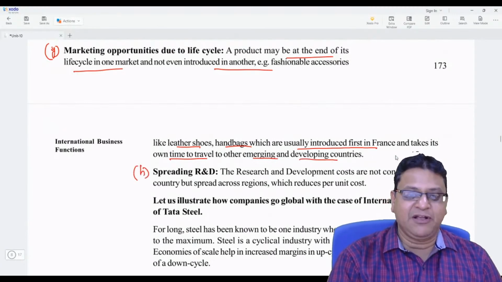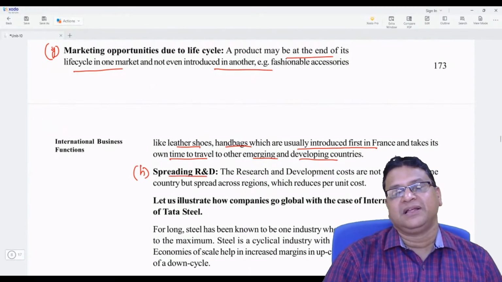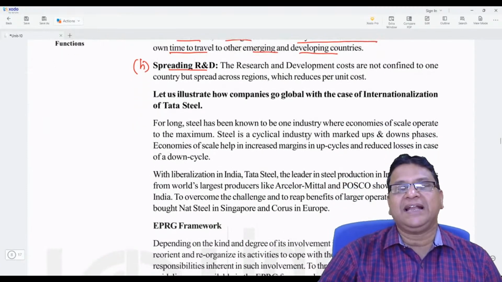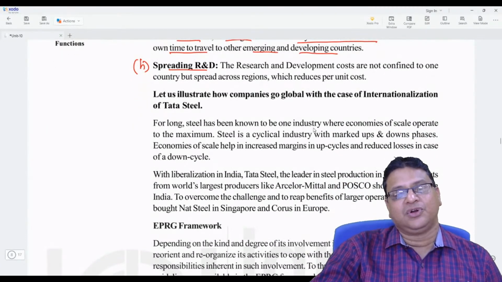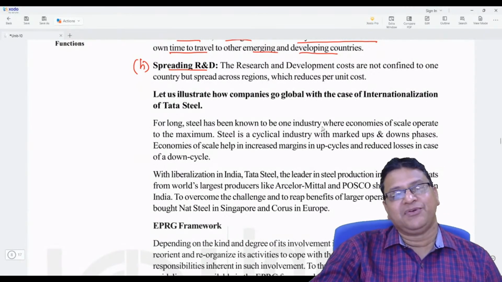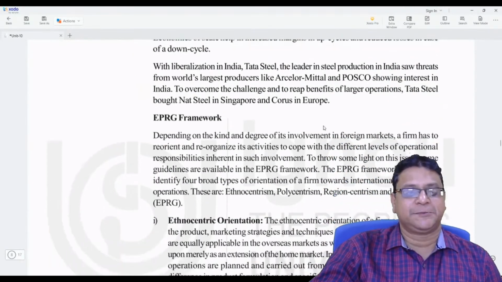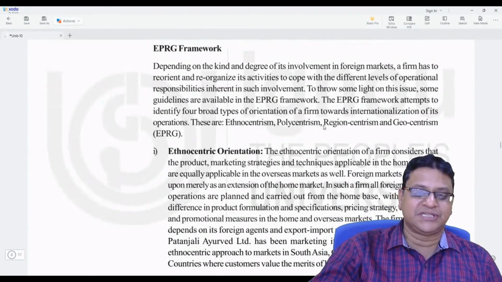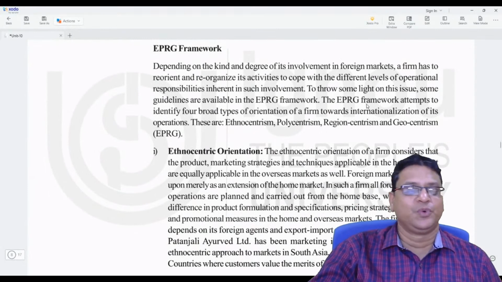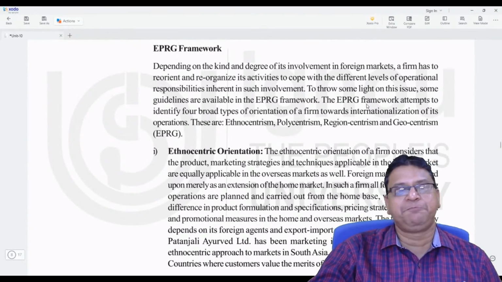Next, spreading of research and development. If you want to spread or distribute the R&D cost not only to one country but to many countries, you have to go for international business. Next, we will discuss the EPRG model of doing international business. EPRG model.